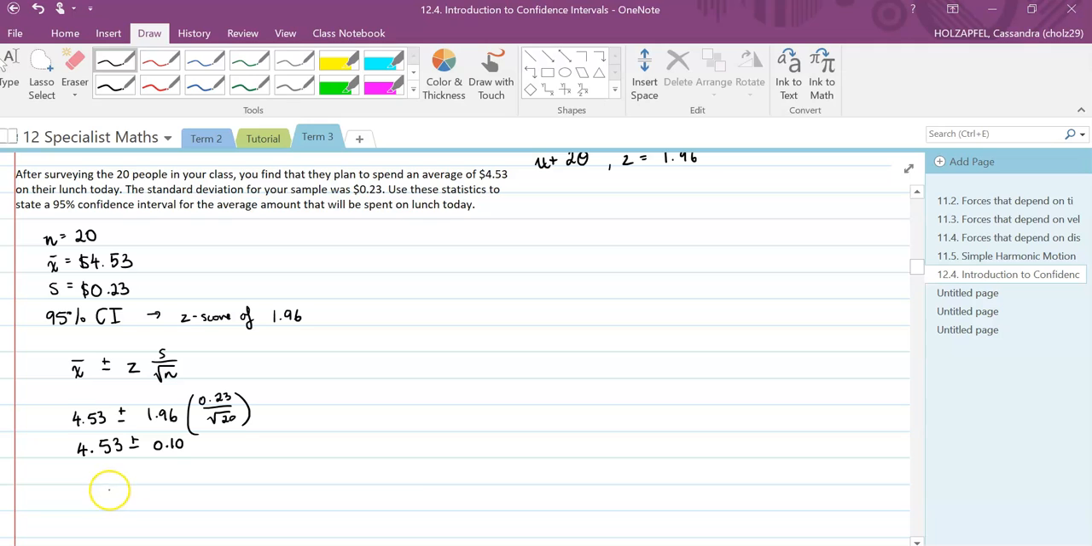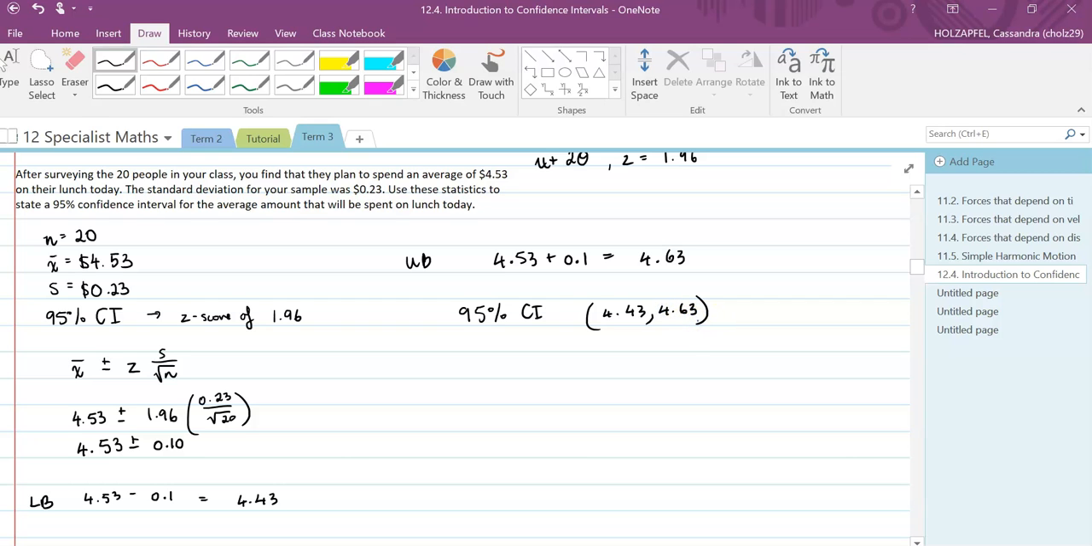Firstly, I'm going to find the lower bound. That's going to be 4.53 minus 0.1, which is equal to 4.43. So that's my lower bound. I'm going to go ahead and find my upper bound limit now. That's going to be 4.53 plus 0.1, which is equal to 4.63. So I have a 95% confidence interval between 4.43 and 4.63.